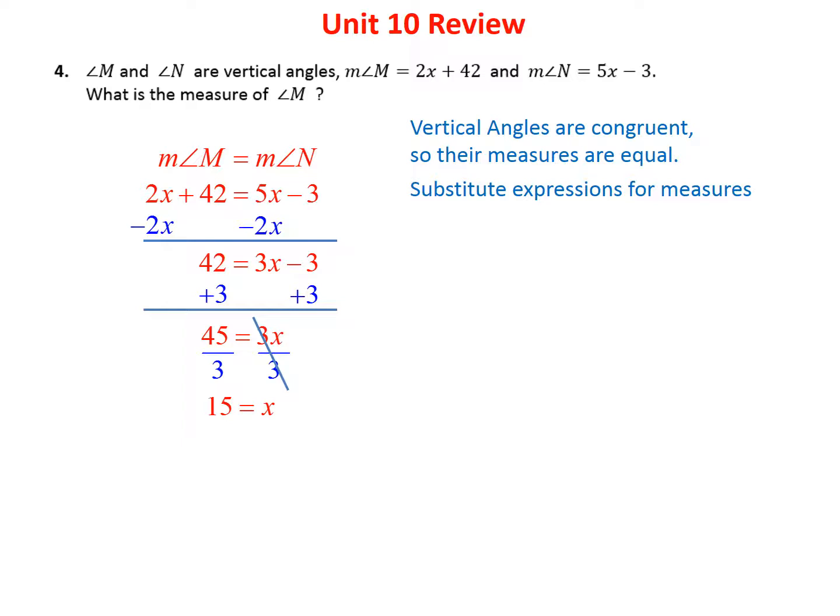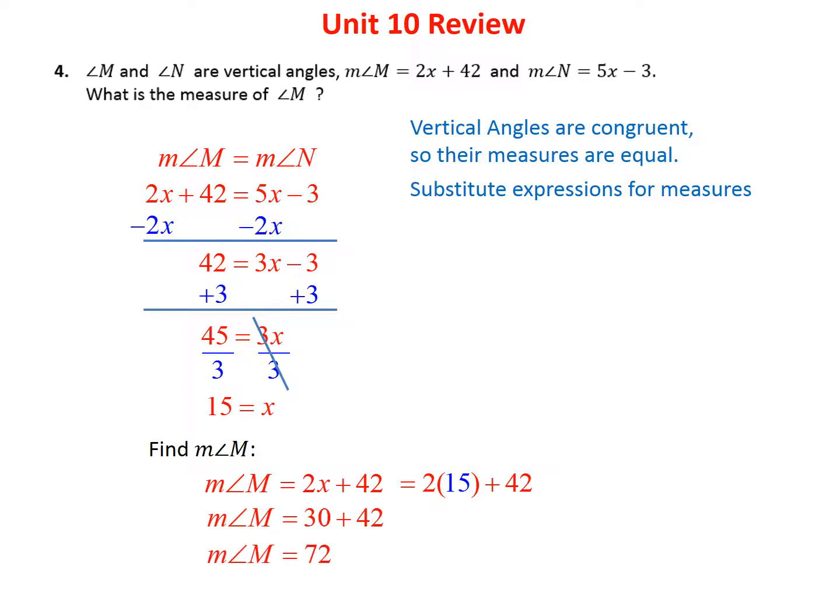Now we haven't solved the problem yet. We've just found what x is. But now that we know x, we can find the measure of M by plugging into our original expression. The measure of angle M is 2x plus 42, so we just simply put in 15 for x. So 2 times 15 plus 42, or 30 plus 42, and so finally our answer is the measure of M is 72.